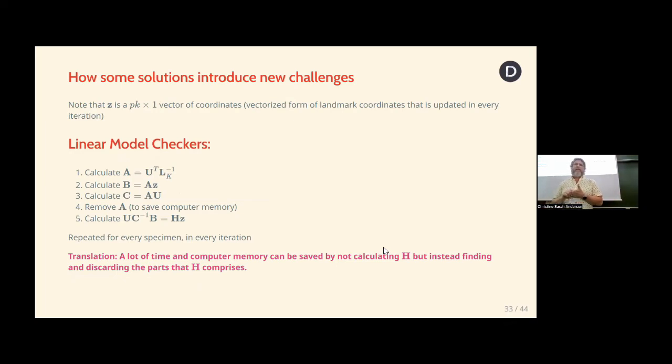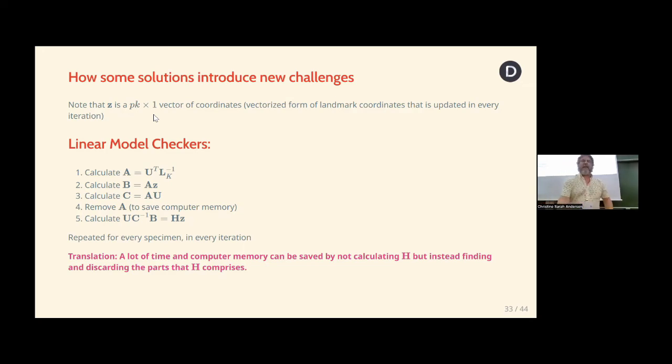It's something I call linear model checkers. Now, first of all, we're going to let Z here be a PK by 1 vector, a vectorized form of our matrix of landmarks. What linear model checkers does, remember that picture I showed you of the model matrix, or the hat matrix image? Didn't it kind of look like a checkerboard? I call it linear model checkers because I want to work where the information is, not where the information isn't. So it's an algorithm that finds the parts of the matrix and works there specifically.